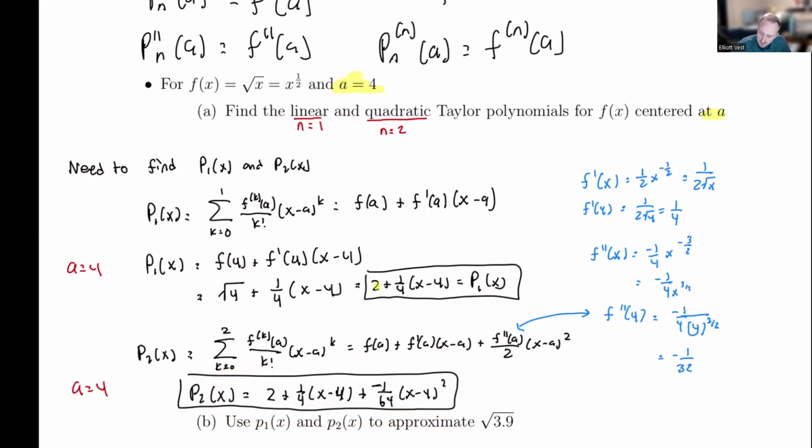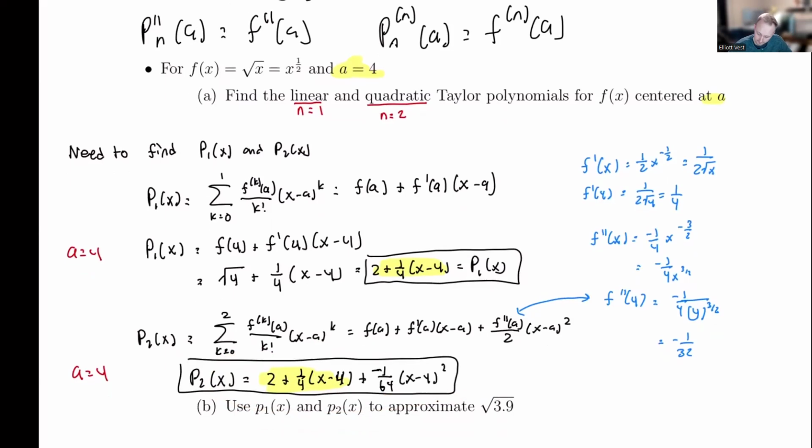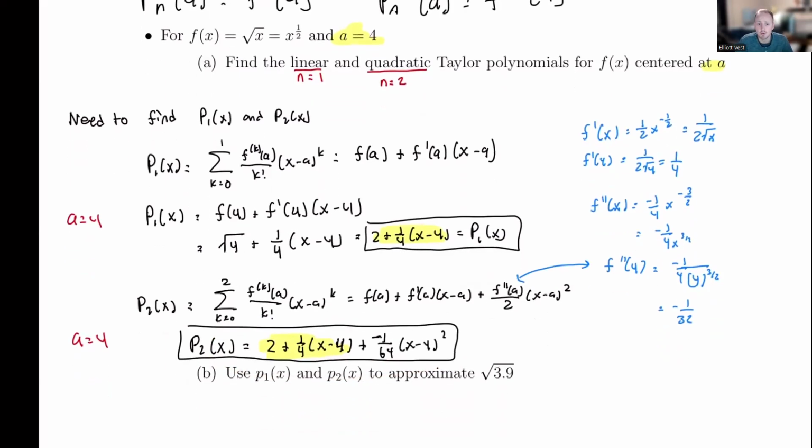Another thing to notice, your P1 of x is exactly inside your P2 of x, but your P2 of x is just the next term as well. So that's also good to know. What can we do with these? Well, we can use these to approximate the square root of 3.9.